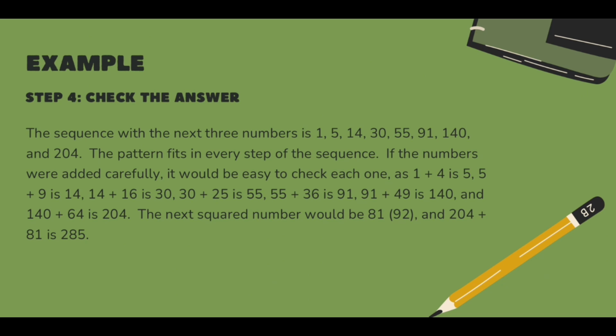If the numbers were added carefully, it would be easy to check each one, as 1 plus 4 is 5, 5 plus 9 is 14, 14 plus 16 is 30, 30 plus 25 is 55, 55 plus 36 is 91, 91 plus 49 is 140, and 140 plus 64 is 204. The next squared number would be 9², or 81, and 204 plus 81 is 285.